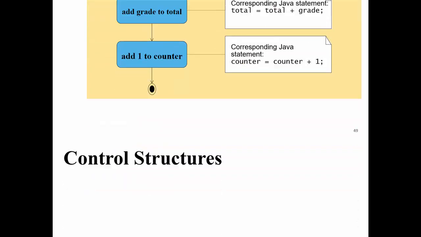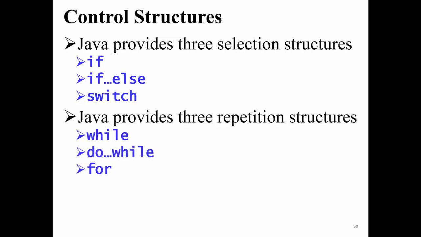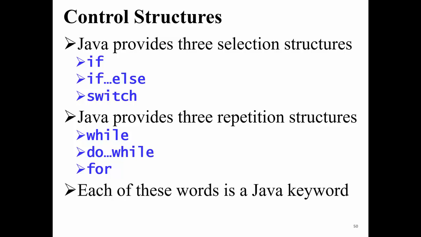There are no conditions here. For control, we have if statements that help us control the flow of actions, if-else statements, and switch statements. We also have repetition structures that help us repeat a certain action for a certain amount of time: while, do-while, and for loops. Each one of these is a keyword. So if is a keyword, if-else, switch, while, do, and for are keywords. All of these are keywords. You cannot define an identifier as while.